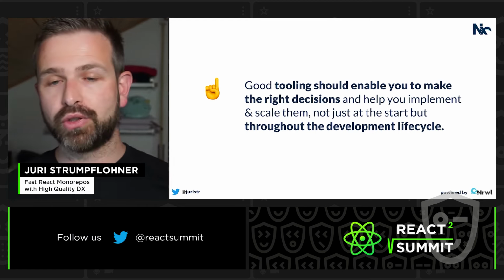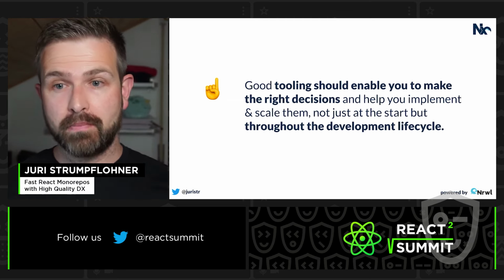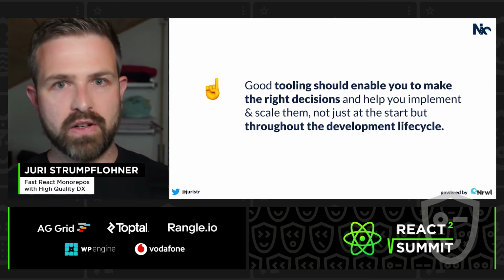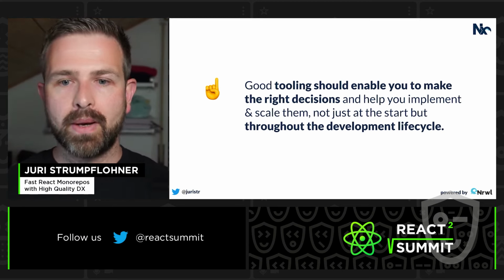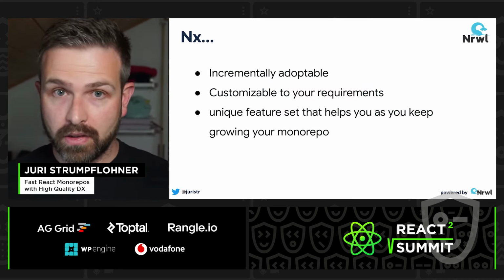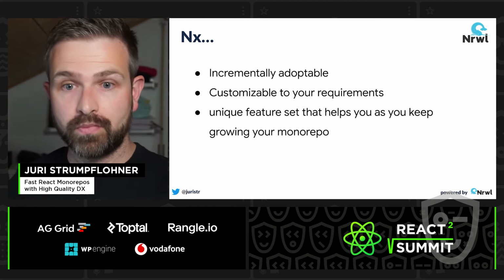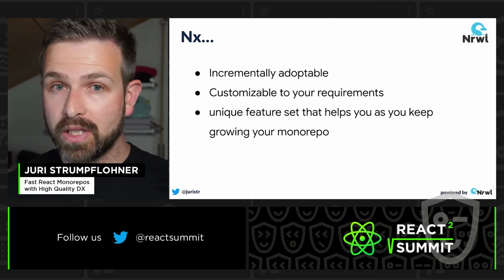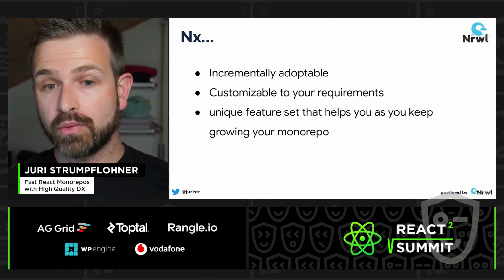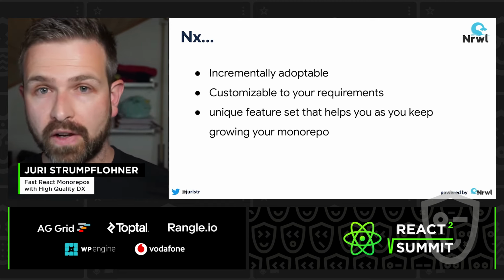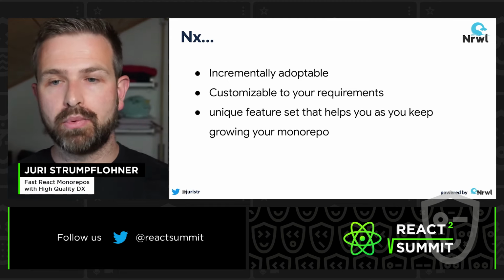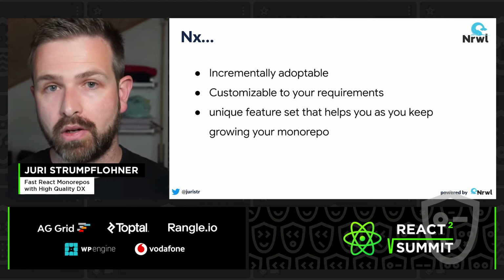So in general, I would like to conclude by saying that good tooling should be there to enable you to make the right decisions, but not just help you get quickly started, which is definitely important for incremental adoption, as we have seen, but it should help you throughout the whole development lifecycle. And so with Nx, you get incrementally adoptable features. You can customize it to your own requirements by providing, for instance, custom generators and specifying the layout as you want to have it. And then it comes with all those unique features, such as visual graph exploration, things like, as we have seen, the tagging and the custom ESLint rules that help you really keep your workspace and monorepo healthy in the long run.